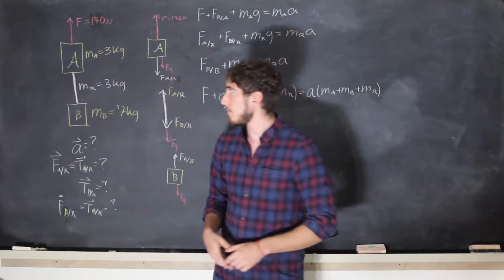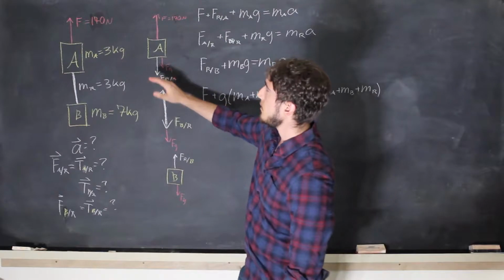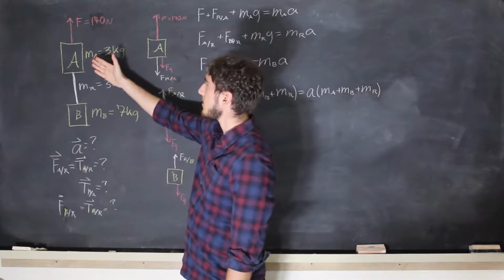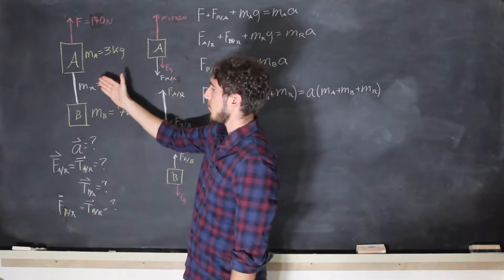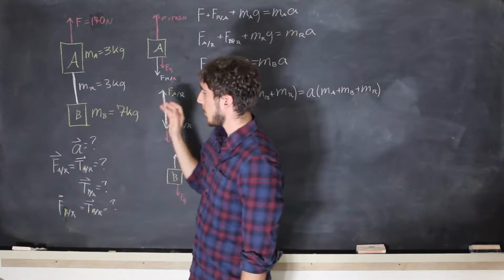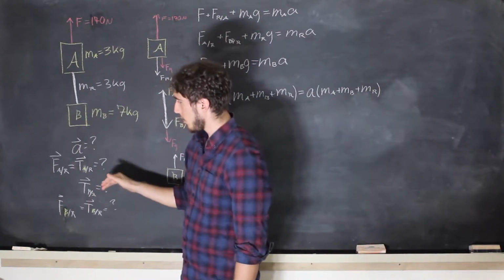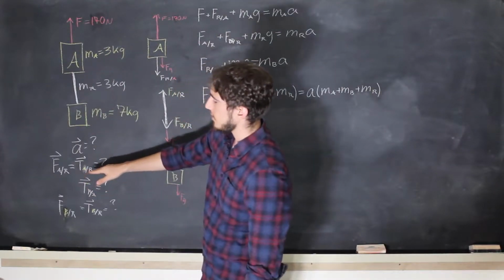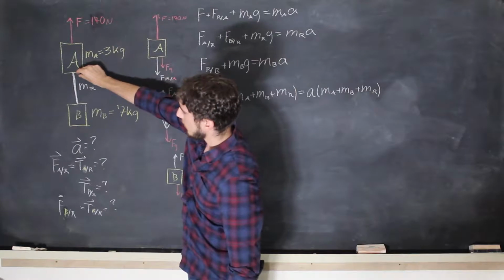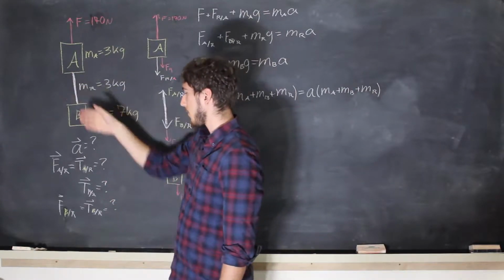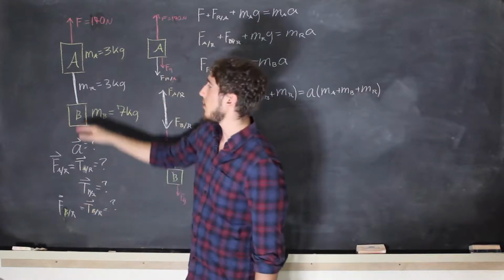So let's get started. In our system, we have a force being exerted on a mass A, which is connected to a rope, which is connected to a mass B. We want to solve for the acceleration of the entire system. We want to solve for the tension at the top of the rope, the tension at the midpoint of the rope, and the tension at the bottom of the rope.